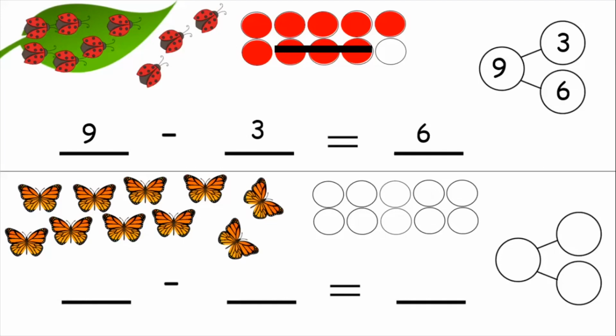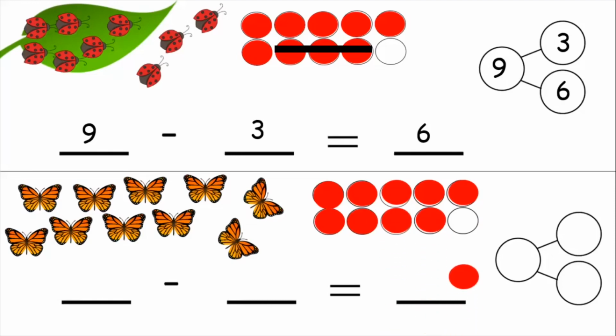Let's see if we can use some counters to show this. How many counters will I need? Well, I'll need 10 counters because there were 10 butterflies. And that's what 10 looks like the 5 group way. 5 on the top, 5 on the bottom. Very good. So let's put 10 in our number bond. How many flew away? 2. So let's cross out 2.